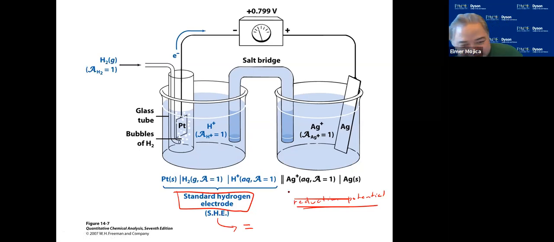So what's the value that they set for the SHE? Anyone? If you recall your Gen Chem 2? What's the value that they set for SHE? Usually they set a value of 0. Okay? Now, why did they set it to 0? Anyone has an idea why they set SHE equals to 0?